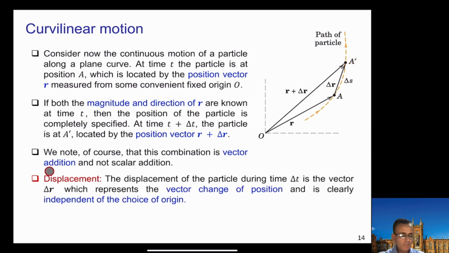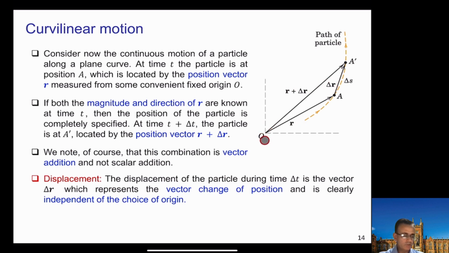Now we can define a displacement in this curvilinear motion. In the previous topic, we discussed rectilinear motion, where the body was just moving in a straight line, but now the body is moving in a curve. So the displacement of the particle during the time delta t is the vector delta r. Delta r is what we call the displacement, which represents the vector change of position, and is clearly independent of the choice of the origin. So delta r has nothing to do with the point O.